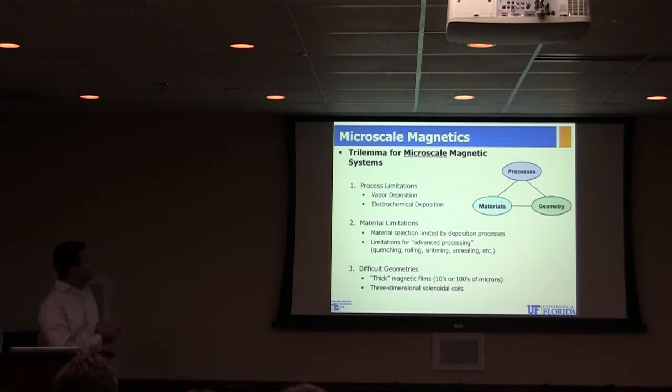And so for permanent magnets, it's very hard to deposit them with vapor deposition, and some of the best performing permanent magnet materials you can't electroplate, as it turns out, from simple aqueous or water-based baths. The materials are limited by the deposition process. Of course, you can sputter lots of things, but oftentimes the stoichiometry isn't maintained.